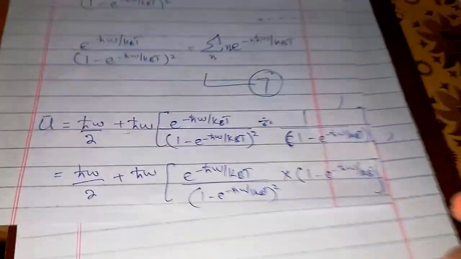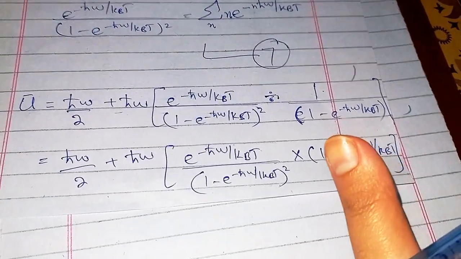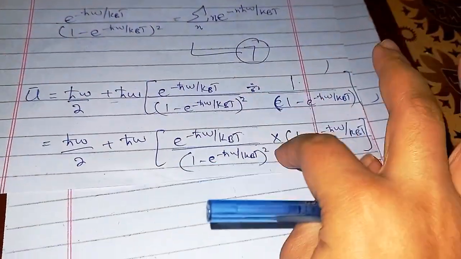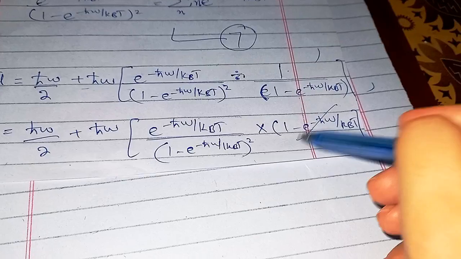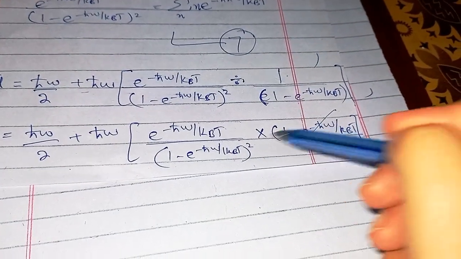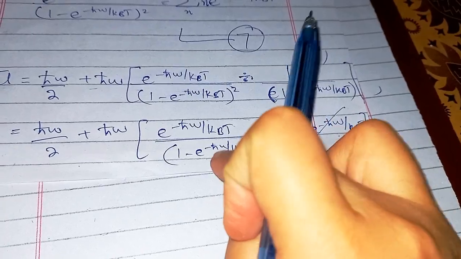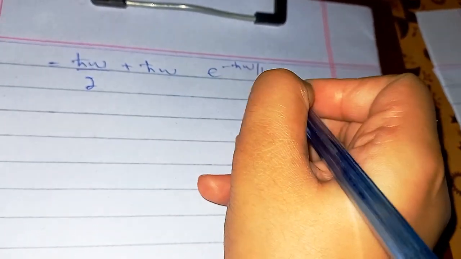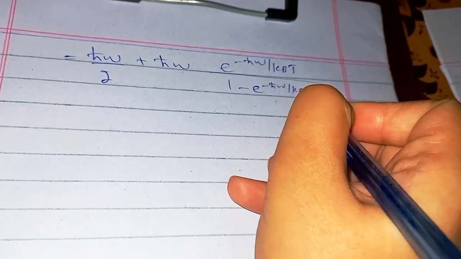Whenever you have multiple terms and they are being divided, it's always a safe option to do this thing that we used to do in high school. So this and this, one of them cancels out, so it's only one term in the denominator. Let's simplify it further to get the form that we need. It's e to the power minus h cut omega by kBT divided by 1 minus e to the power minus h cut omega by kBT.